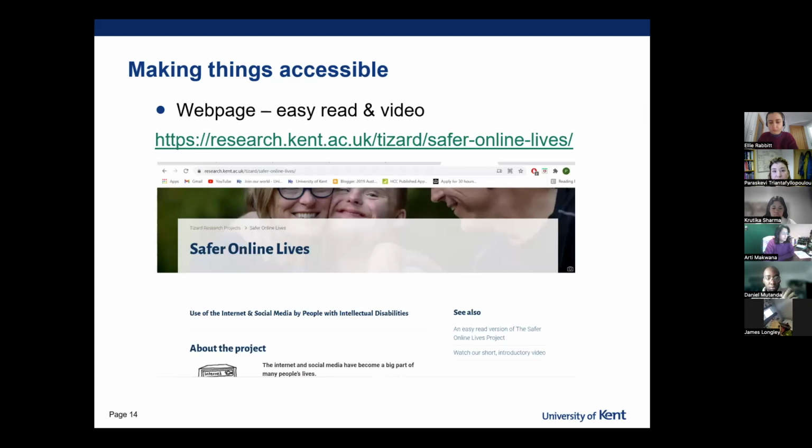We also made a website at the University of Kent, which was a challenge to begin with, because the university likes long Word documents or websites with a lot of words. They don't very much like easy read material. So it was a battle working with university IT to develop this in an easy read format. It hasn't been updated recently, but it states the core bits about the study. So please do go and have a look if you like.